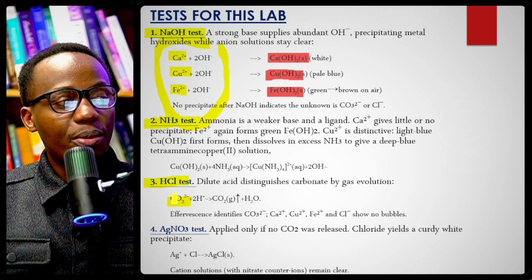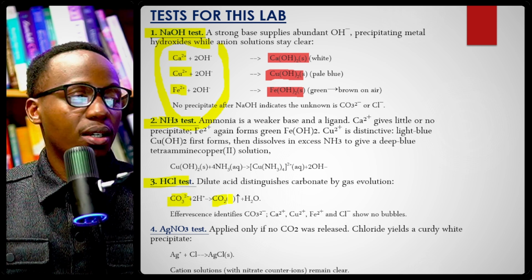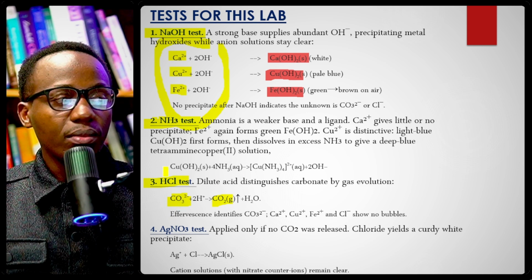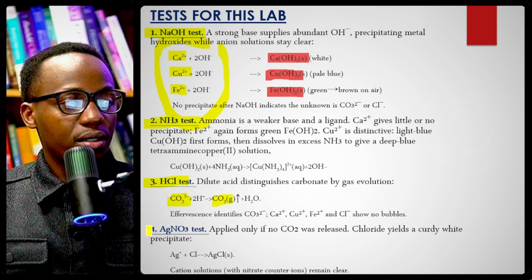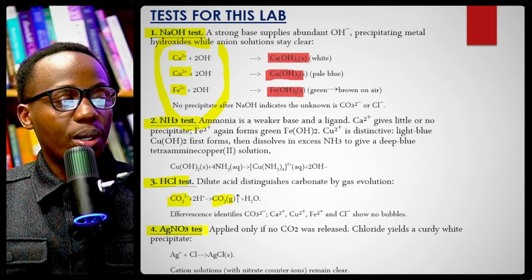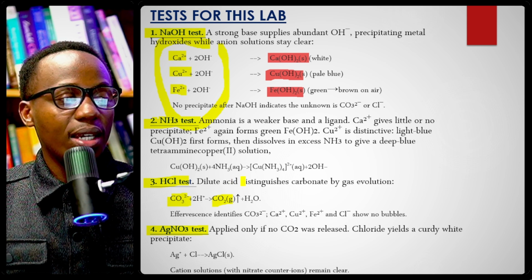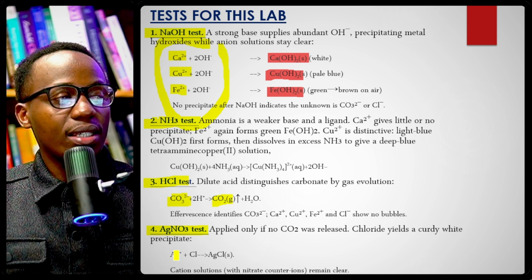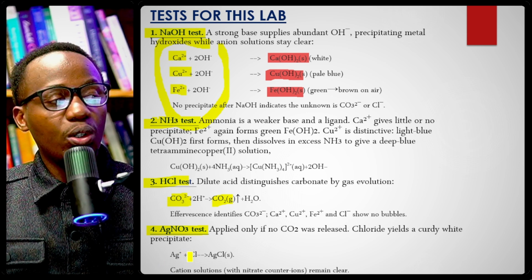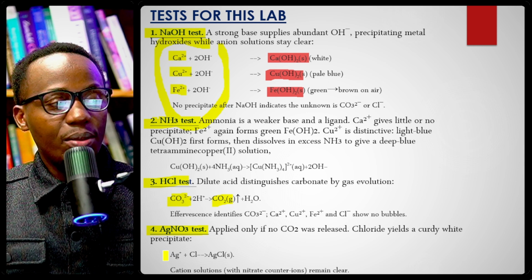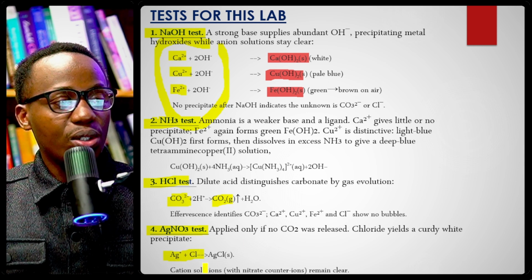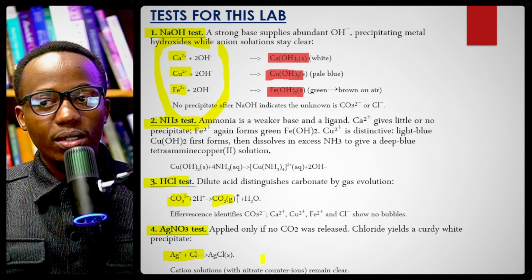So if something has a carbonate and you add HCl, it should give you CO2, right? So this is an anion. And then here, we're also going to do what we call the silver nitrate test. Why? Because silver nitrate is used to check if you have chlorine, for example, or iodine. If you add silver nitrate to chlorine, it's going to give you a white precipitate, right?